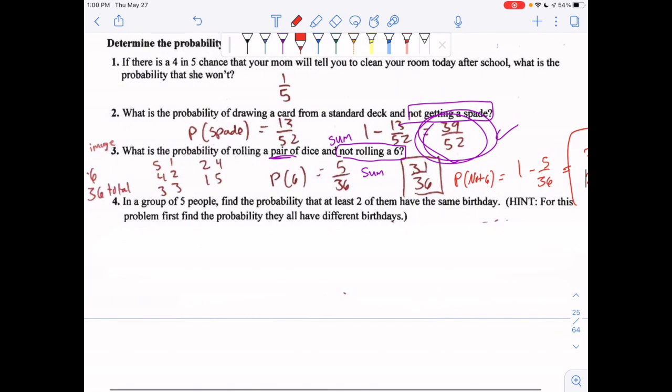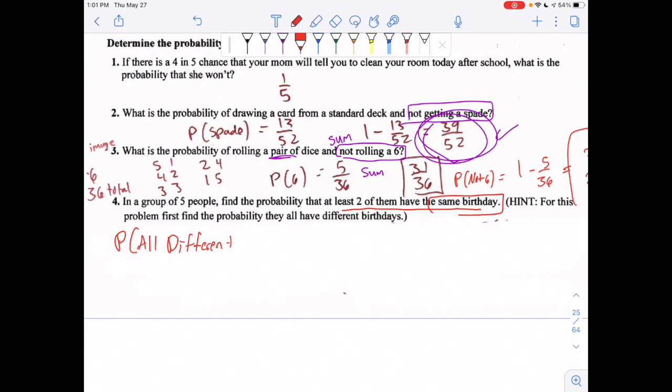All right, last one. It's a challenge one, okay? So please pay attention here. In a group of 5 people, find the probability that at least 2 of them have the same birthday. So here's a hint. You have to use the complement here. An easy thing to do is find the probability of having all different birthdays. So you have to work backwards with this. How many days are in a year? Let's not include leap year. So it's 365 days.